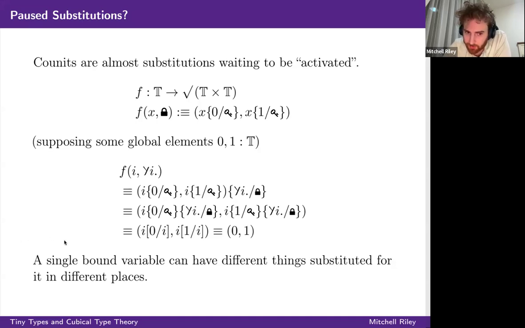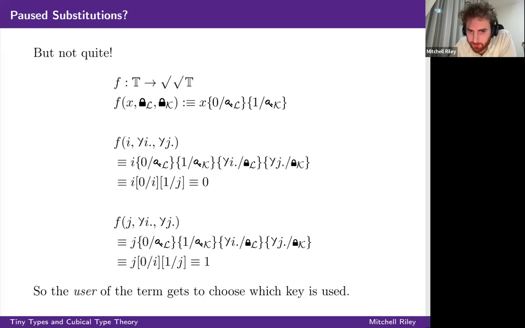And so this is quite unusual, that we've got a variable which is bound in a single location that ends up having two different things substituted for it in the end. But it's not quite just substitutions which wait to be switched on.